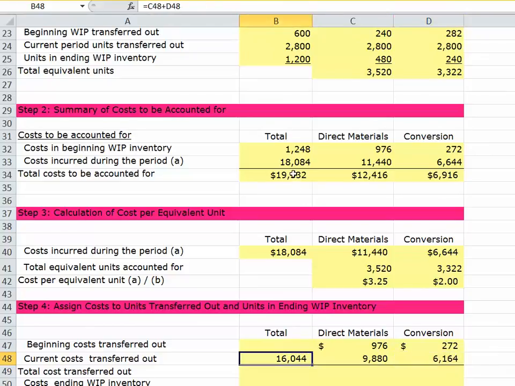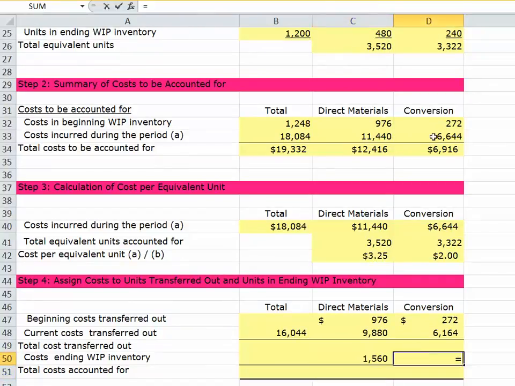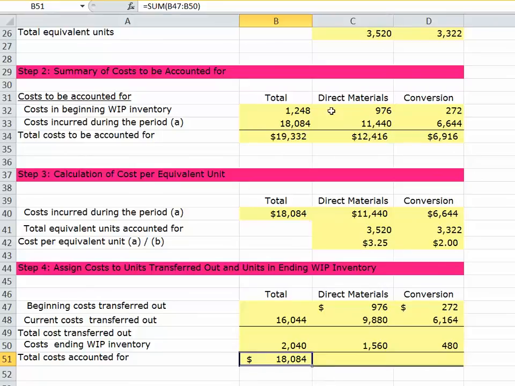the remaining costs for the period, the difference between the 18 and the 16, will be the cost of our ending work in process inventory. And we had 480 units times 3.25, and we had 240 units times the $2. And adding those together, 2,040, we can see the sum of our cost incurred during the current period is $18,084, which is right there.